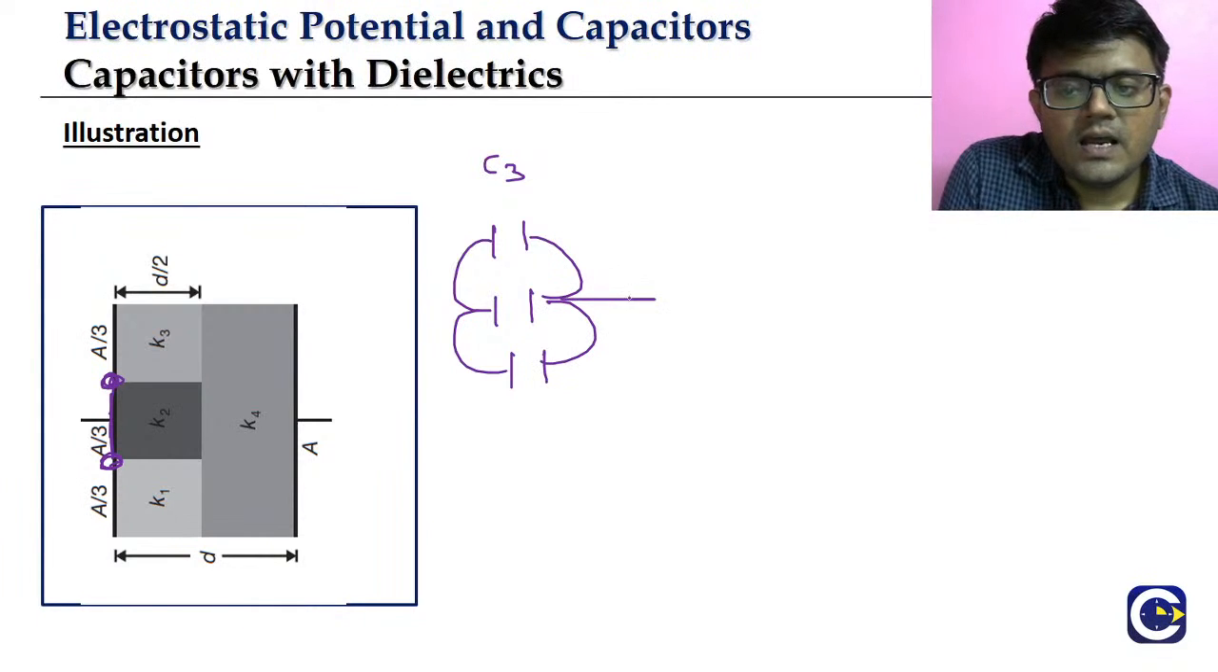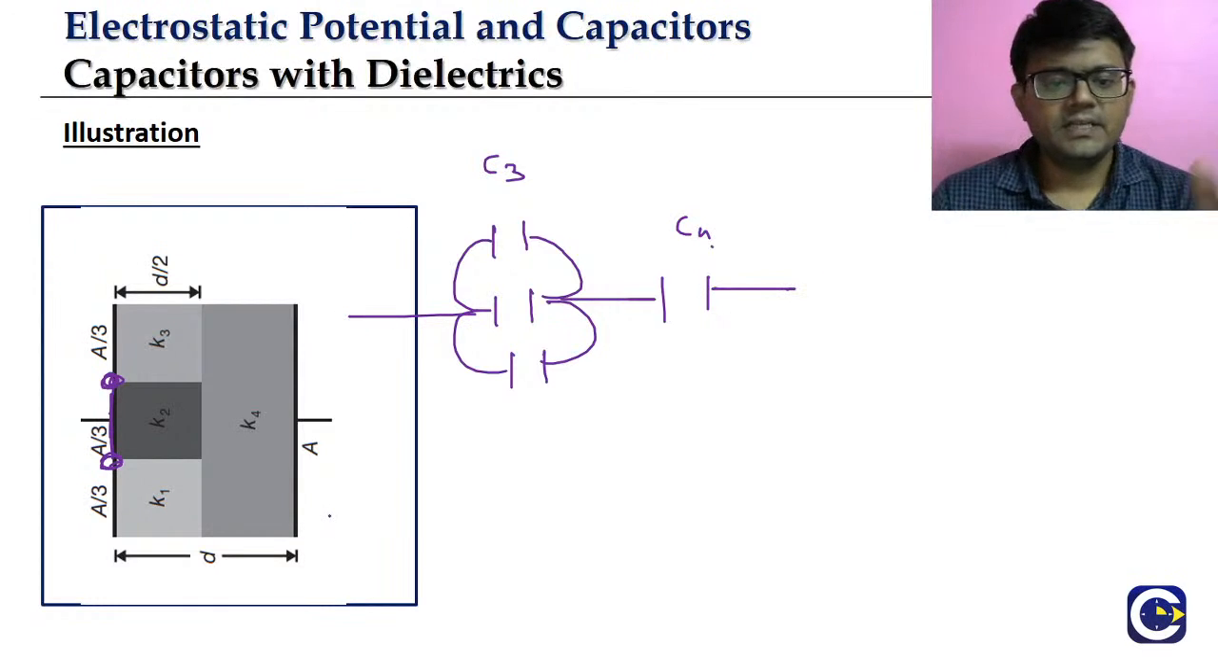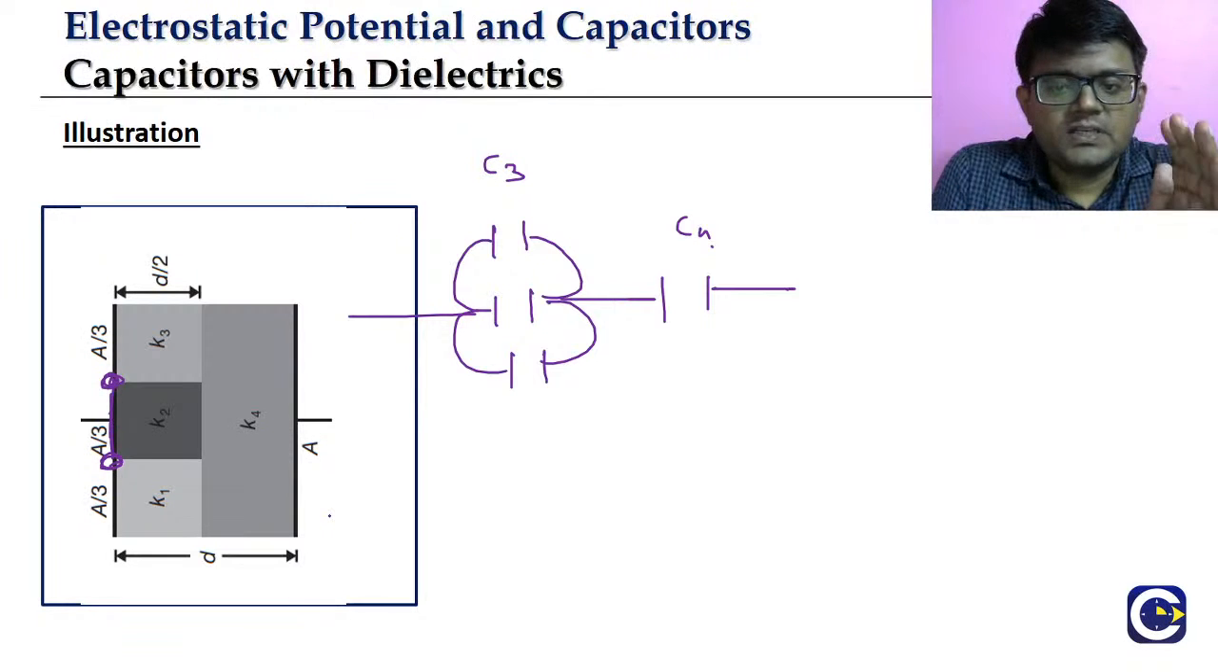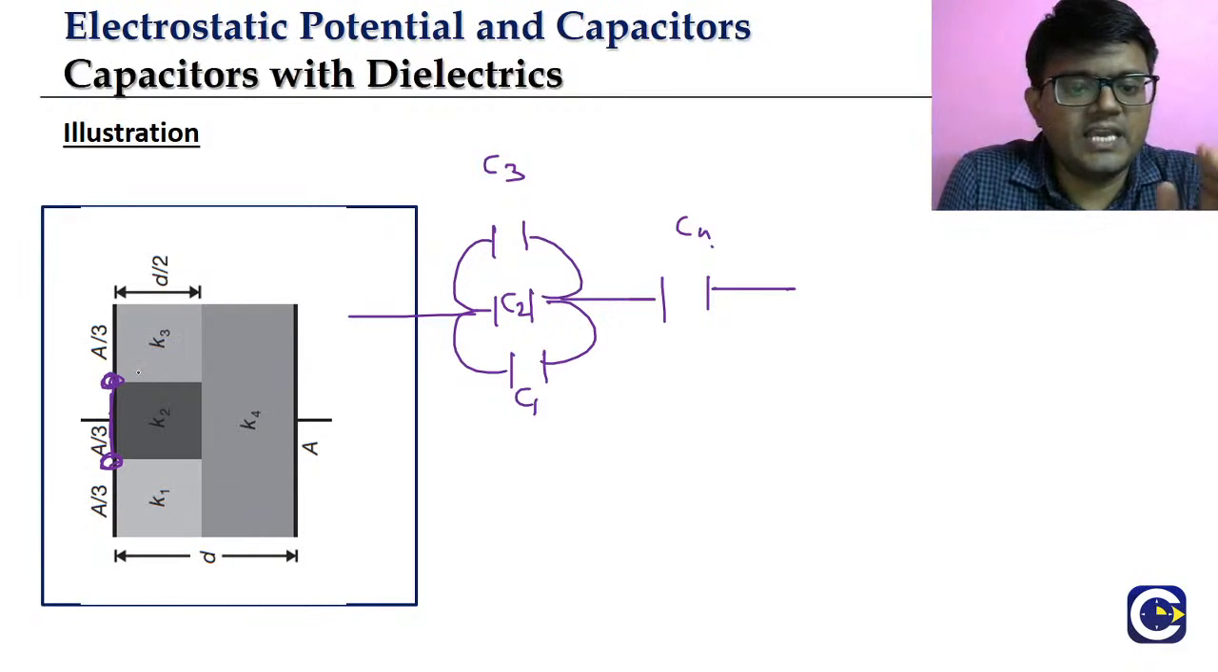Okay? C4 is in series. Look, what is the setup? C3, C2, C1. All three are like what? Parallel. Look, why are you able to say parallel?